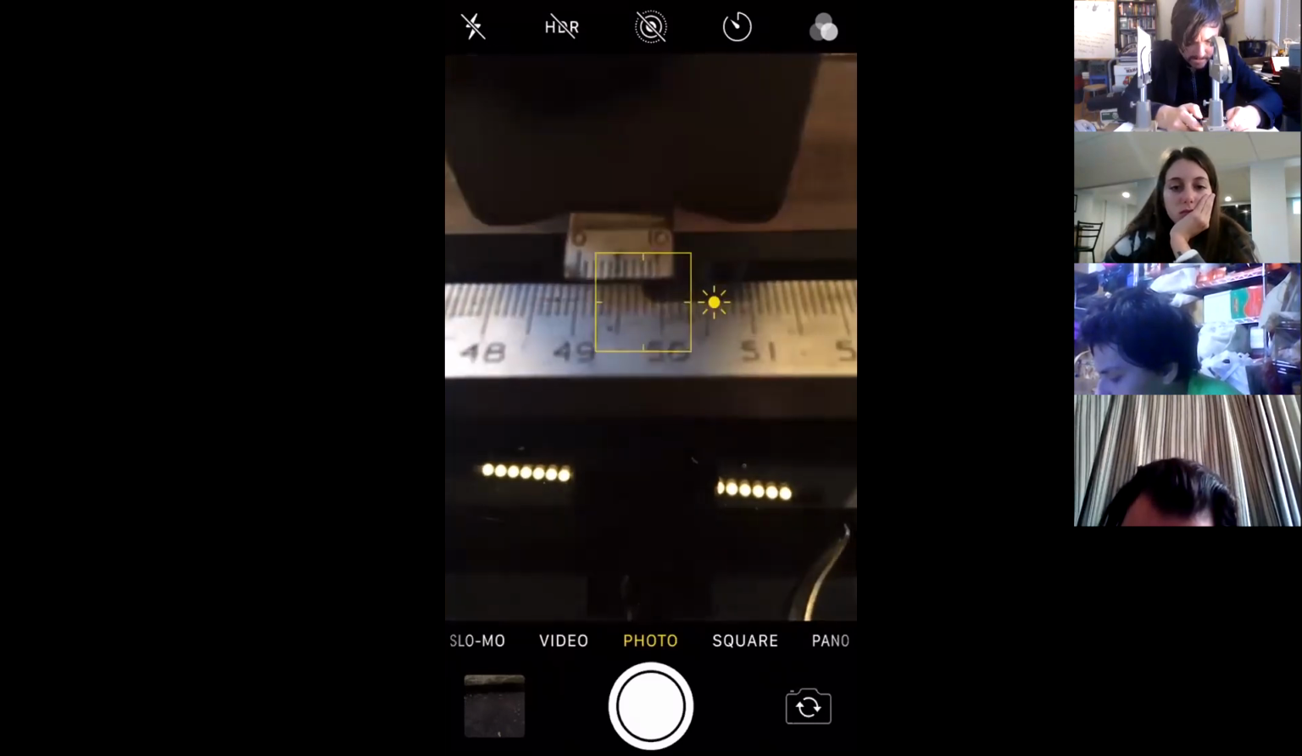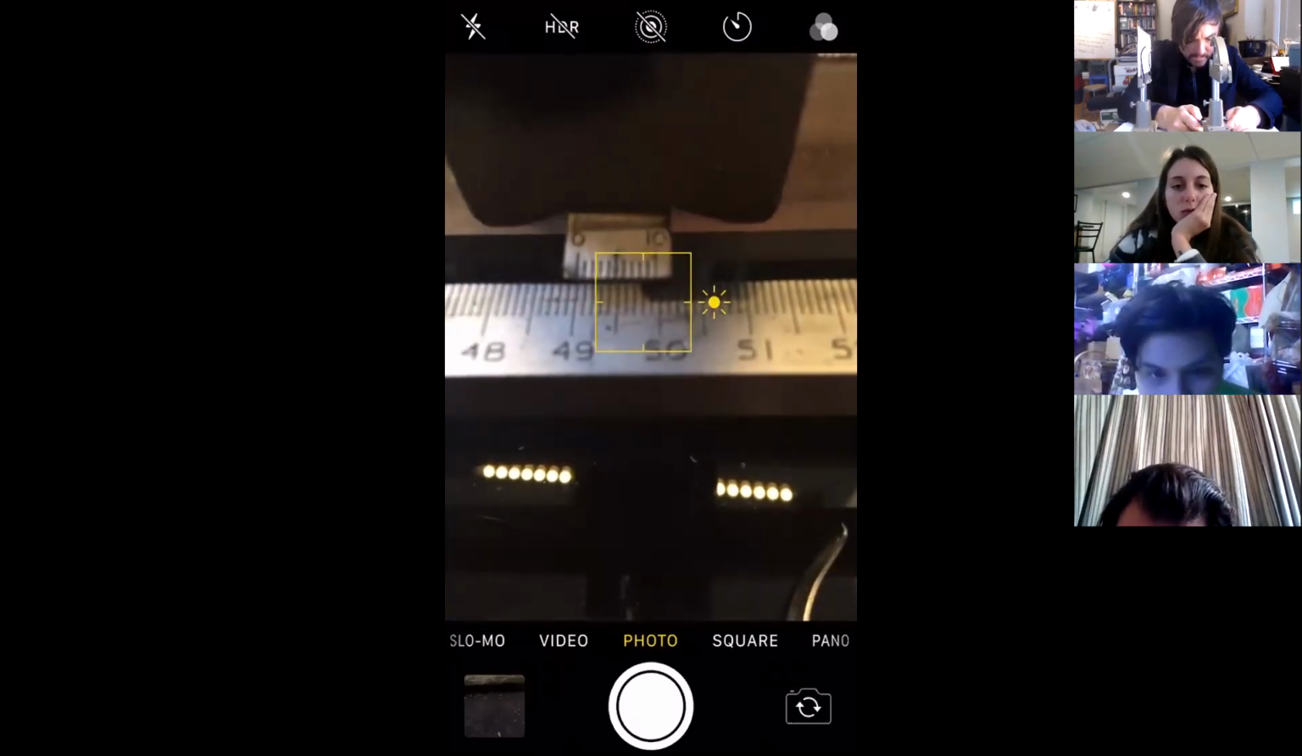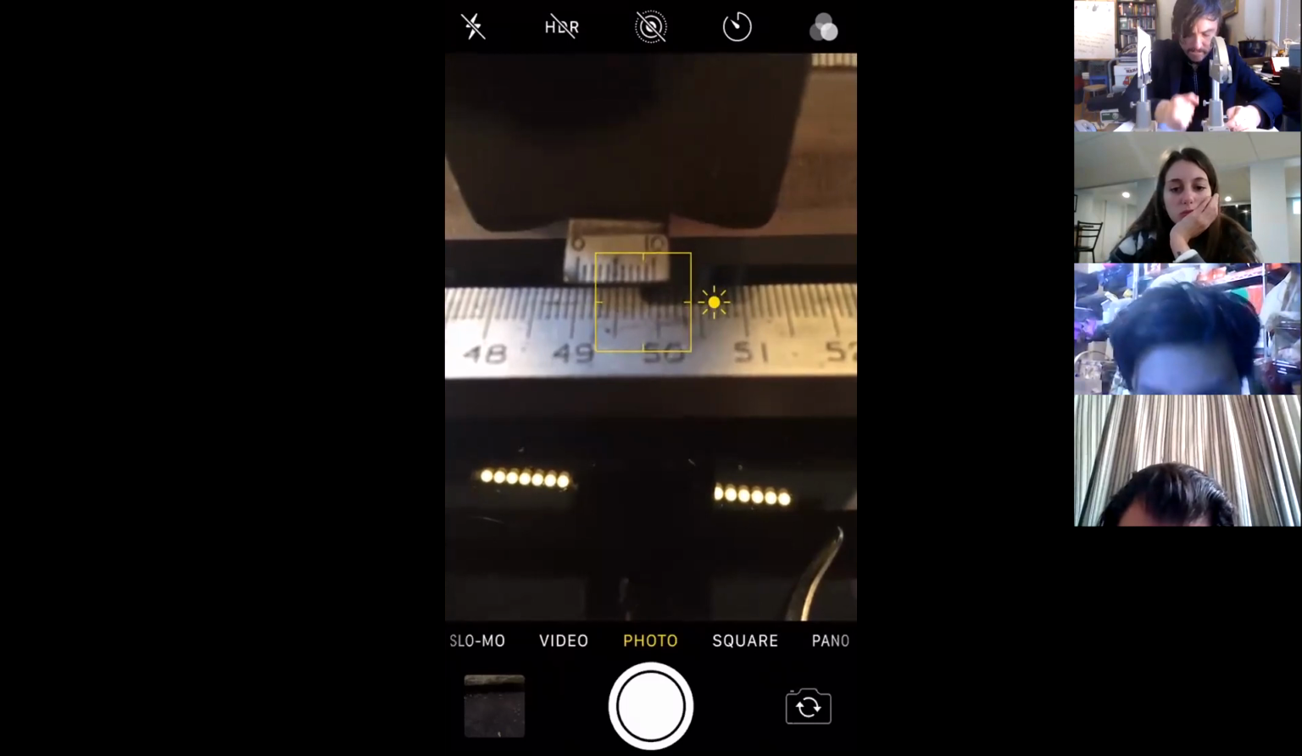Let's try taking a measurement this time. What do you guys read? 49.5. Good.